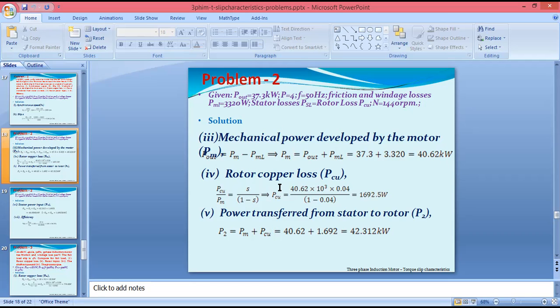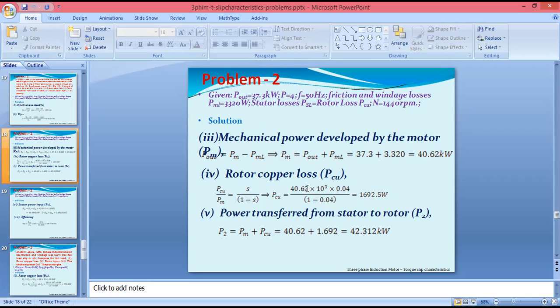Now you are supposed to find rotor copper loss. Here we are saying rotor copper loss will be equal to stator loss. We have the formula PCU, that is nothing but rotor power loss, upon PM equal to S upon 1 minus S. PM is the mechanical power, which we have just solved. We have the value 40.62.